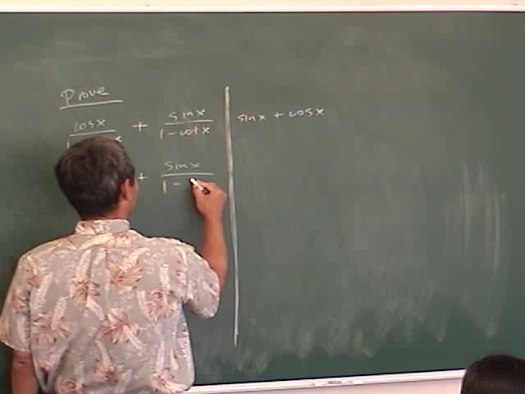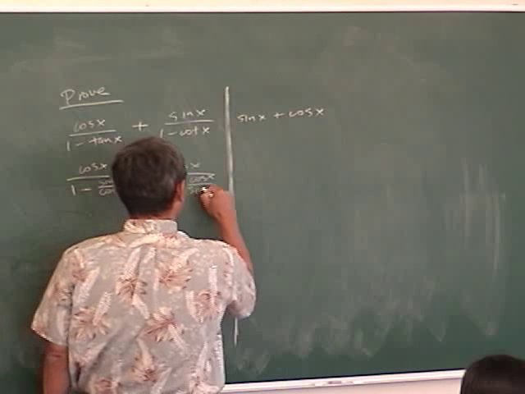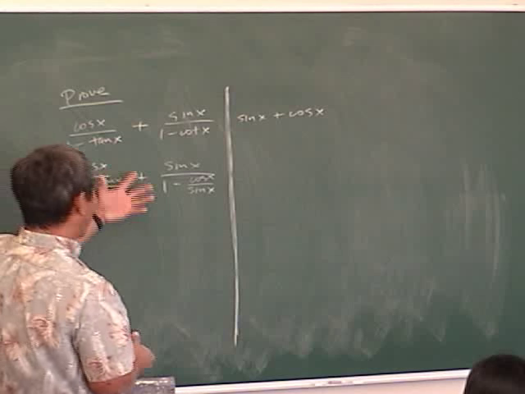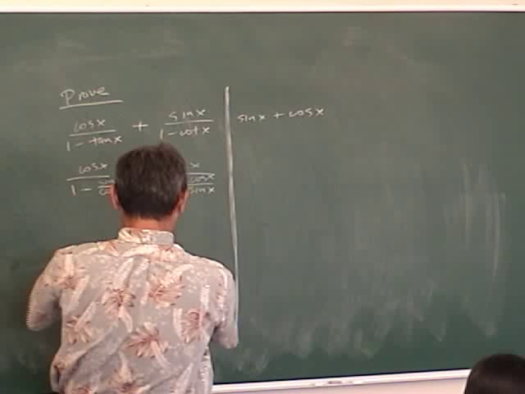Change cotangent to cosine over sine. So basically, all you've got to do now is just algebra, and then I guarantee you this left side will come out to the right side.